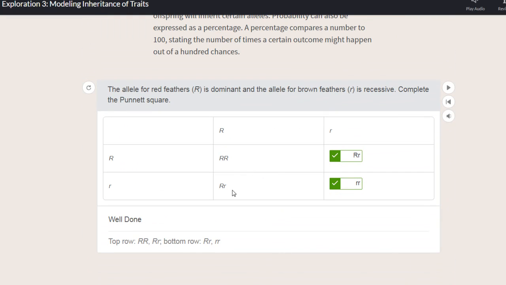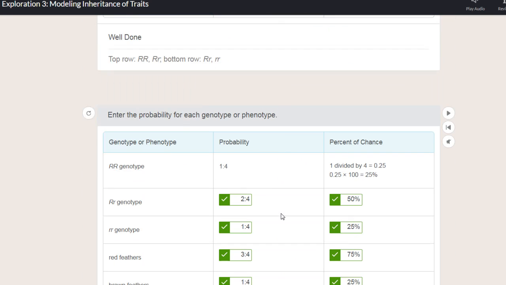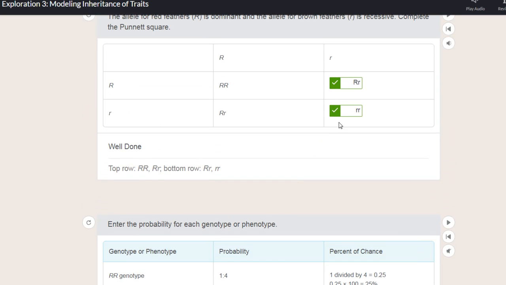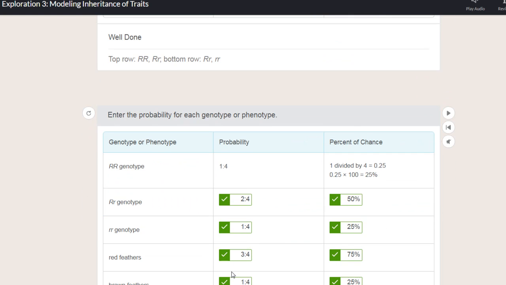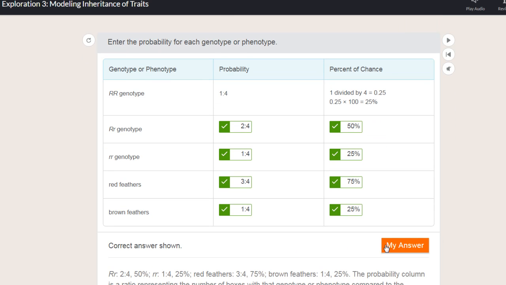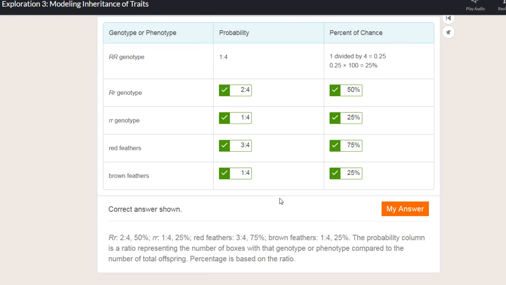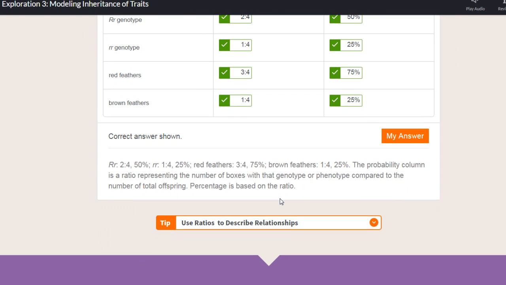Red feathers, well, we're looking at 3 red feathers because these genotypes, big R big R, big R little r, and big R little r, are going to make red. So 3 of them will turn out red. So 3 out of 4, 75%. And 1 of the 4, the little r, will be brown. So 1 out of 4 makes 25%. And again, you can check your answers if you're online. That's a great thing about being online. If you're working in your book, there is your answer sequence for Exploration 3.